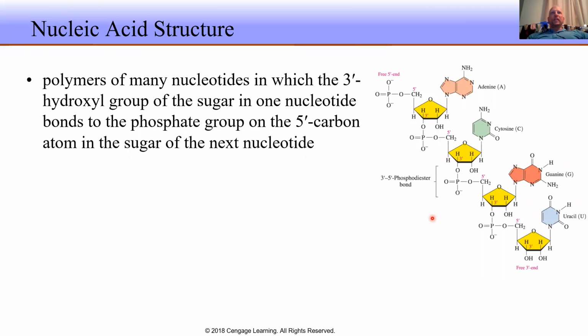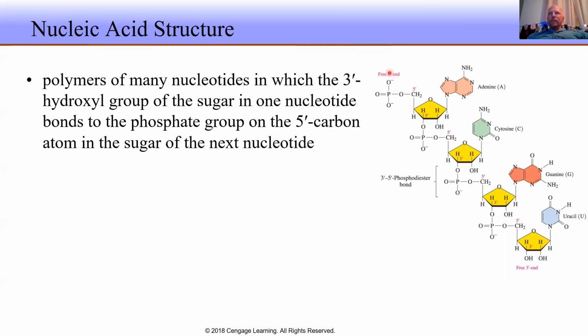So when nucleotides come together and form polymers, that's nucleic acids. And what happens is the 3' hydroxyl group on a sugar in one nucleotide binds to the phosphate group on the 5' carbon atom in the sugar of the next nucleotide. And so here we have a sequence of RNA. I know it's RNA because it's got a uracil. And also if I look at the ribose sugar, it has an oxygen here. So I know that it's RNA.